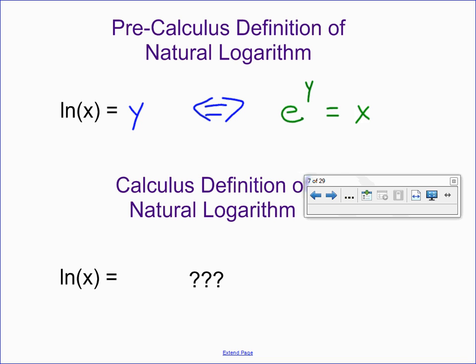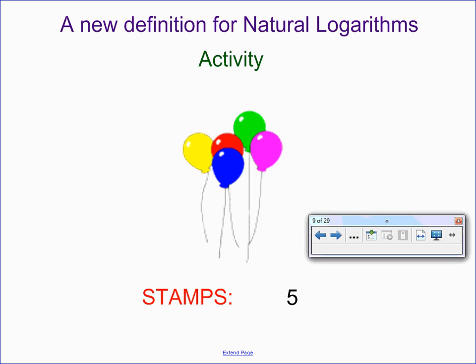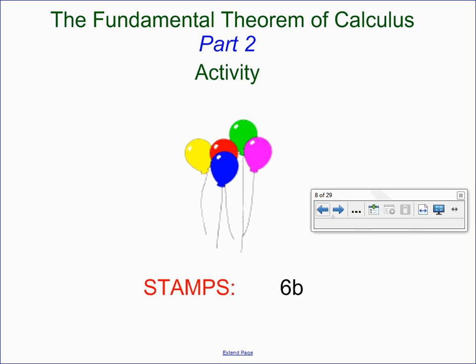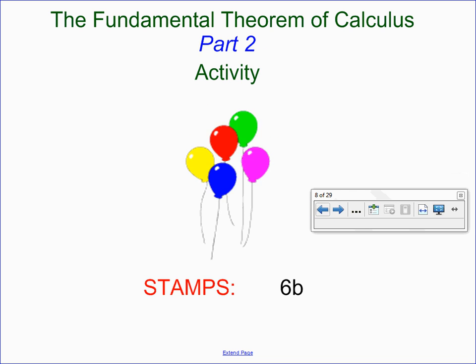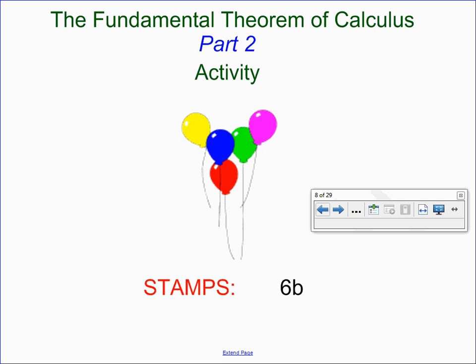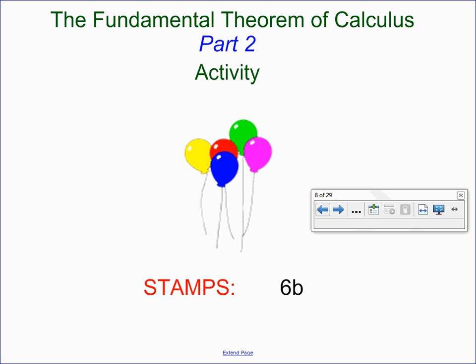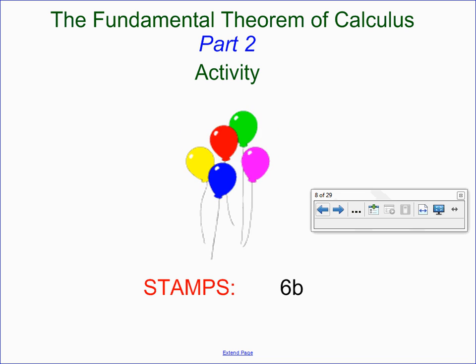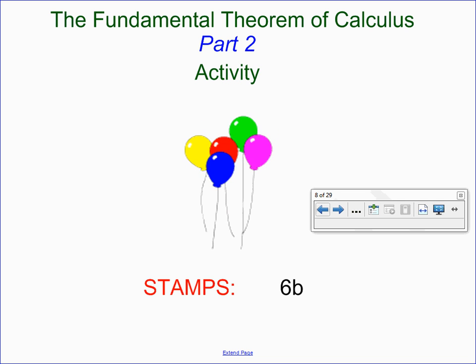So our class is going to be broken up into 3 different parts. We've got a chance to earn stamps on the Fundamental Theorem of Calculus Part 2 activity. That's at 6B. If you finish your 6B stamp, then you may continue in your groups towards our second part, the 6.2 natural log activity. However, once the last group gets 6B, we're going to stop, and we're going to come back together for a whole group discussion to make sure we're good with the Fundamental Theorem of Calculus Part 2.